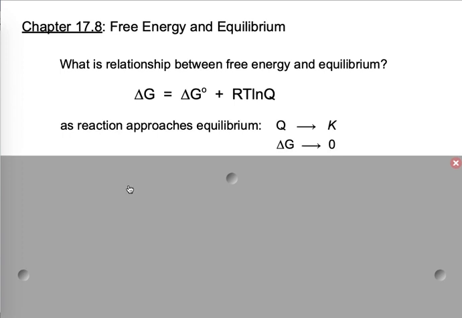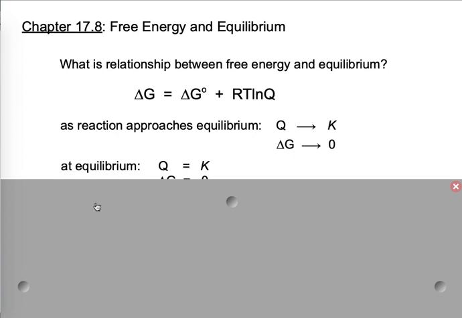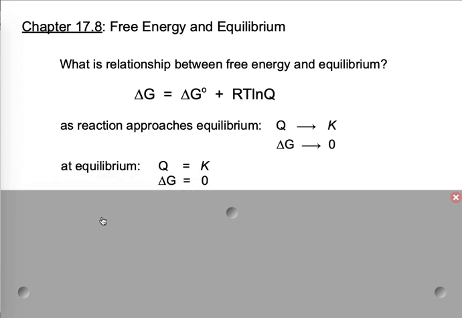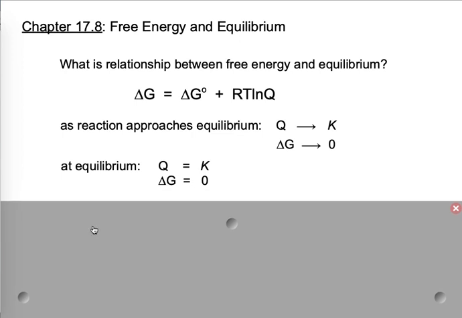But if we consider the free energy of the system, delta G, or the free energy change, to be the driving force pushing the reaction towards equilibrium, as it approaches equilibrium, delta G gets smaller and smaller and eventually approaches zero. The closer you get to equilibrium, the less of a driving force there is pushing you towards equilibrium. At equilibrium, Q is equal to K, and delta G is equal to 0. That's important. There is no longer any thermodynamic driving force pushing you towards equilibrium because you're there.